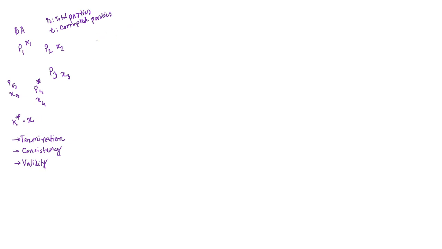Okay, and then comes the reliable broadcast protocol. So in reliable broadcast, there are again n number of parties, but there will be one single designated sender. So let's say P2 is the sender.